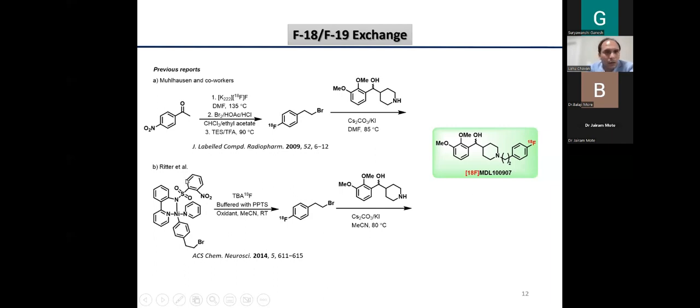And the second report, in 2014, by Ritter et al. They took a nickel complex and labeled it with TBAF, which is tetrabutylammonium fluoride, and they got a similar product here. Then again they coupled with pyrrolidine NH to get this one. These are both multi-step syntheses. Because of that, they gave less radiochemical yield, which we call RCY.